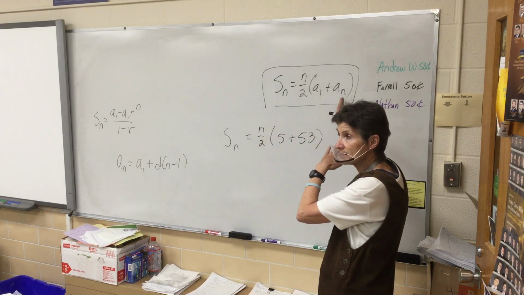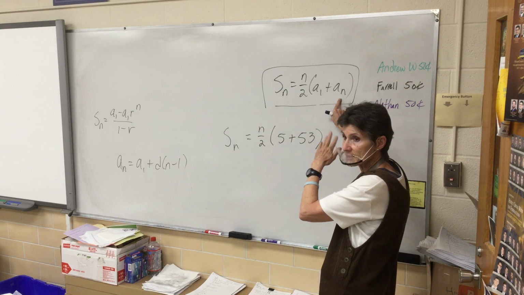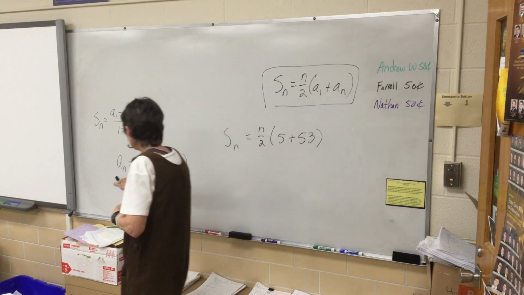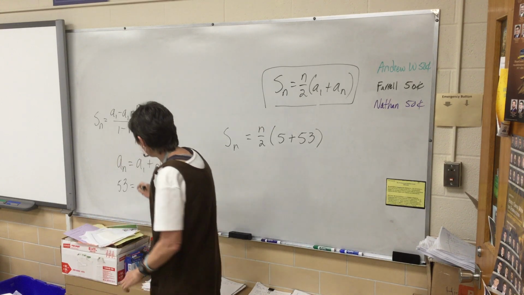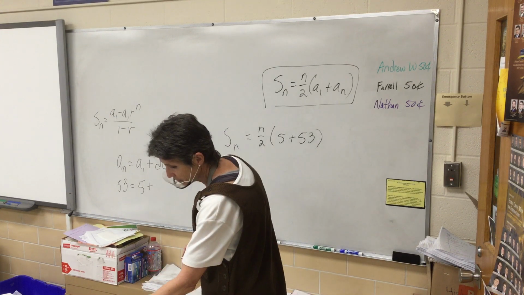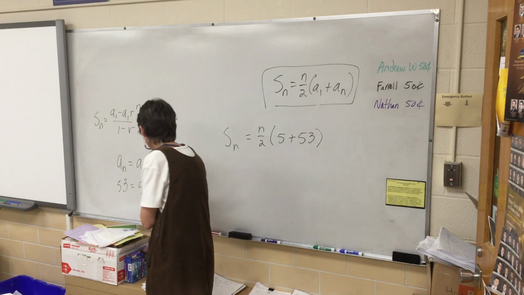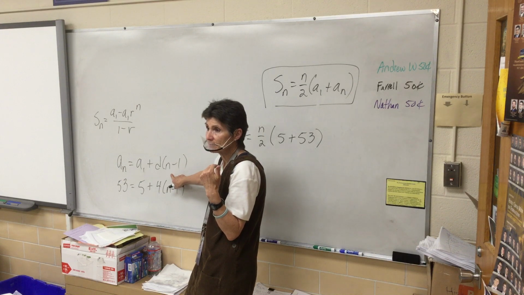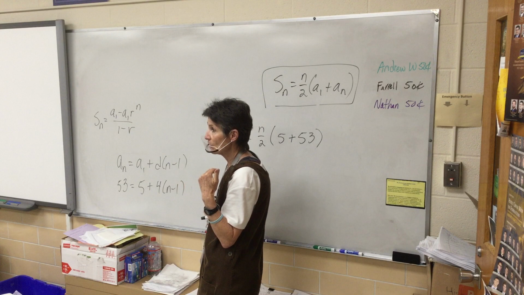Now, what does a sub n stand for? The last term. That's what a sub n is, the last term. So we know that's 53. So 53 equals the first term, which is 5, plus the difference. What did you tell me we were doing to get from term to term? Add 4, so plus 4 times n minus 1. Now kids, I still don't know n, but am I going to be able to figure it out now? Am I going to be able to solve that?